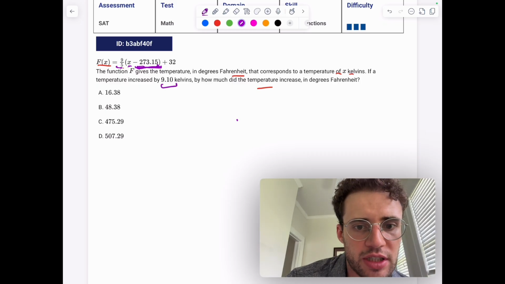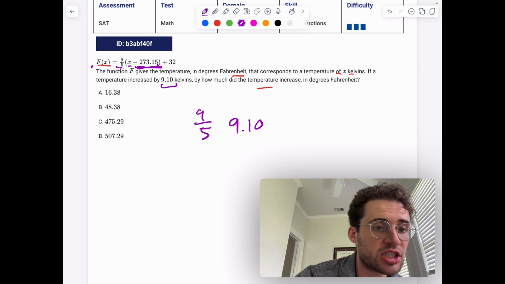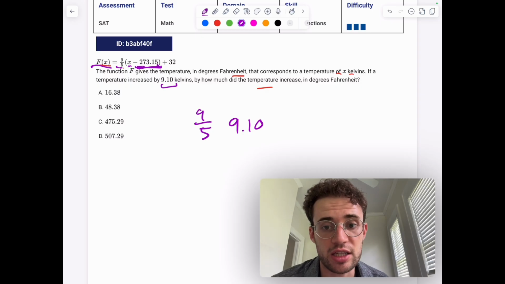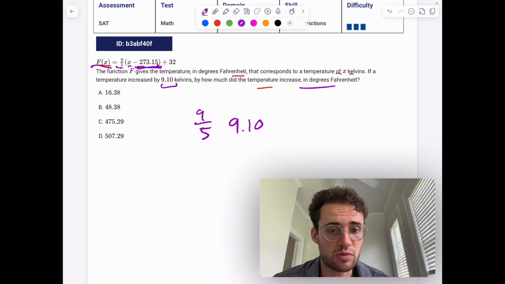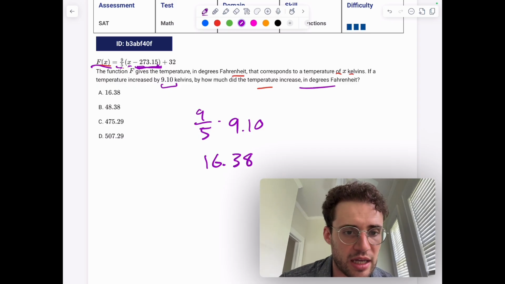So if it goes up by 9.10 kelvins, and this 9/5 is your slope, which is basically change in output, so change in Fahrenheit divided by change in Kelvin. We want to find the change in Fahrenheit. Then we just multiply 9/5 times 9.1, which is basically 1.8 times 9.1. But 9 divided by 5 times 9.1 gives us 16.38.